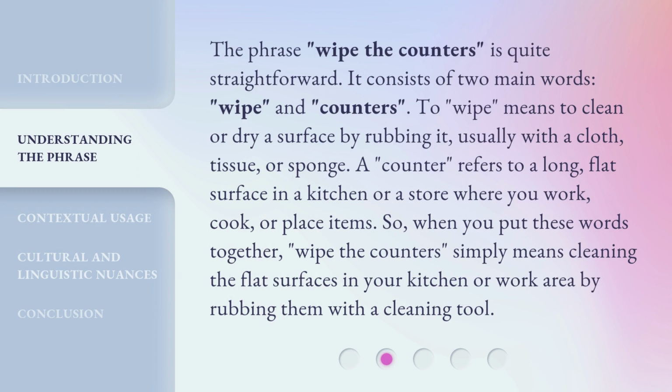The phrase, wipe the counters, is quite straightforward. It consists of two main words, wipe and counters. To wipe means to clean or dry a surface by rubbing it, usually with a cloth, tissue, or sponge. A counter refers to a long, flat surface in a kitchen or a store where you work, cook, or place items. So, when you put these words together, wipe the counters simply means cleaning the flat surfaces in your kitchen or work area by rubbing them with a cleaning tool.